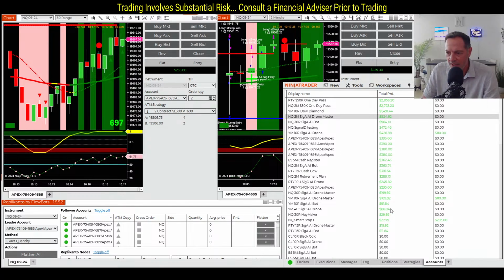These numbers do reset every session close. So at 5 o'clock yesterday, these reset to 0 at 6 p.m. yesterday. And most of them really don't trade overnight. A few of them maybe start trading at the London Open.